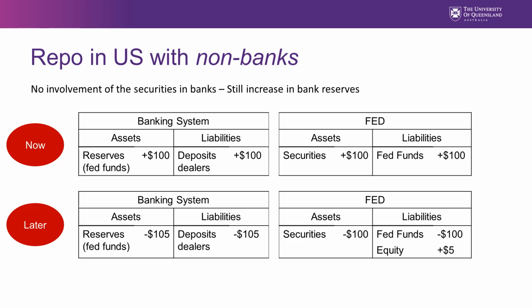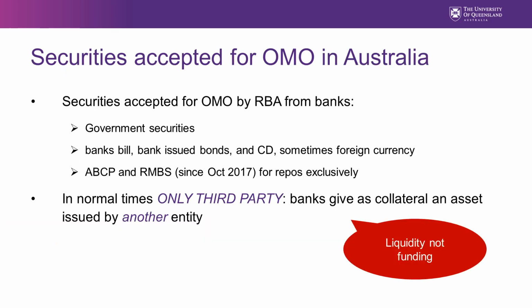In Australia, we don't have enough government security. So if we want banks to be able to come to the open market operation every day, we need to accept that they are bringing something else. And what they can bring is bank bills, bank-issued bonds, commercial deposits, foreign currency.